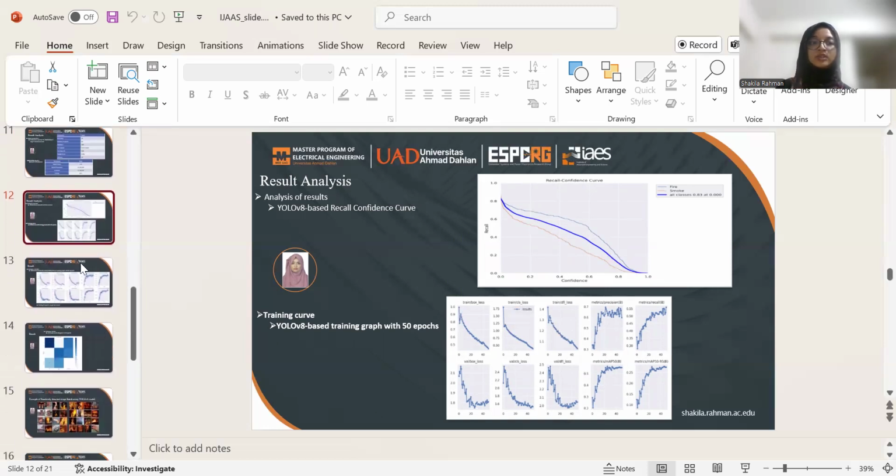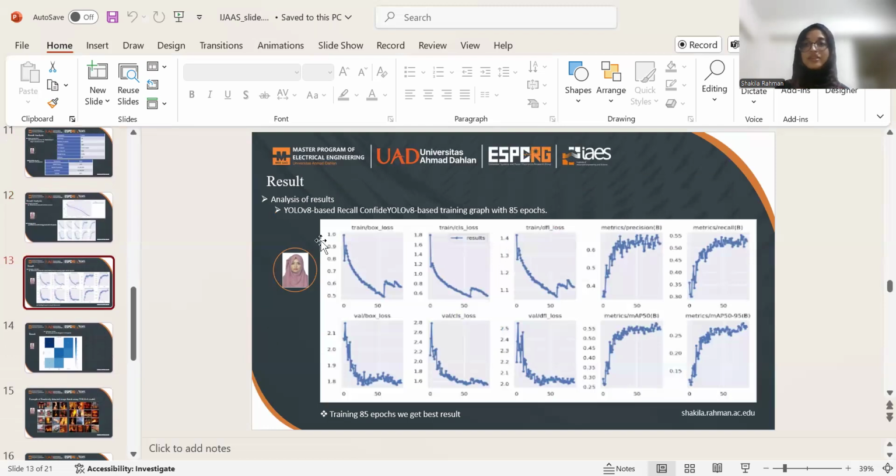Now moving to the YOLO v8 training graph with 85 epochs. For training with 85 epochs, we get the best results. Here we can see that after 50 there are some fluctuations where model overfitting happened. But we got the best results with 85 epochs based on the detection accuracy, mean average precision, and validation class loss. So in all cases, comparing 50 and 85, we found the best results with 85.